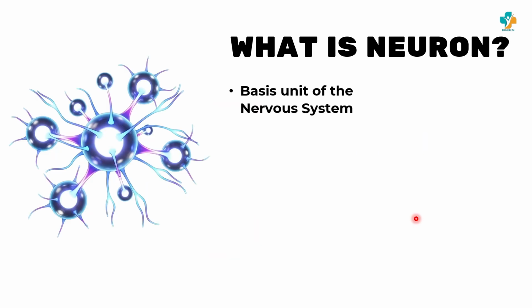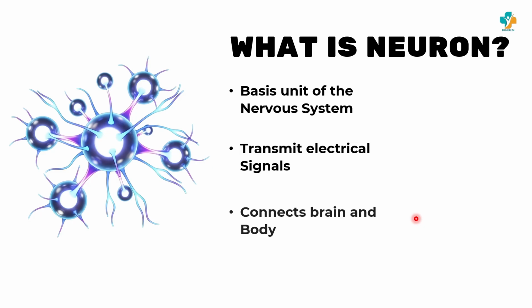A neuron, or nerve cell, is the basic unit of your nervous system. It is responsible for carrying messages between the brain, spinal cord, and every part of your body. You can think of it as a living wire that sends tiny electrical impulses. Every thought, movement, or heartbeat begins with neurons working together like a vast communication network.